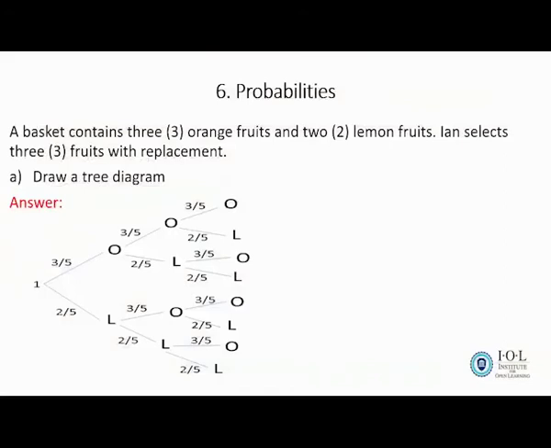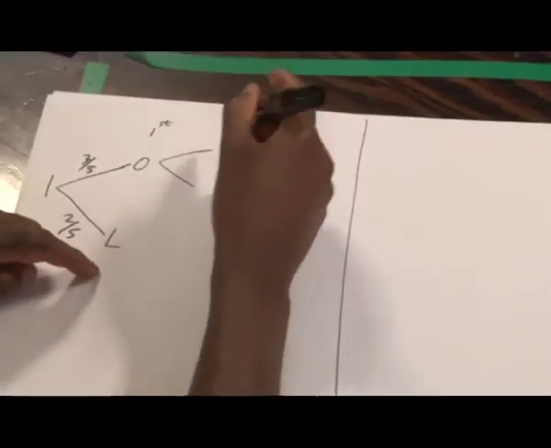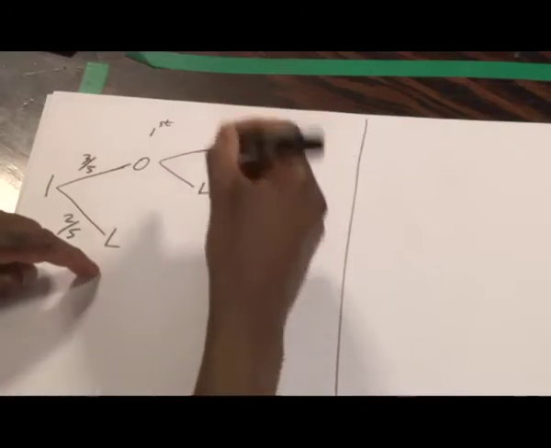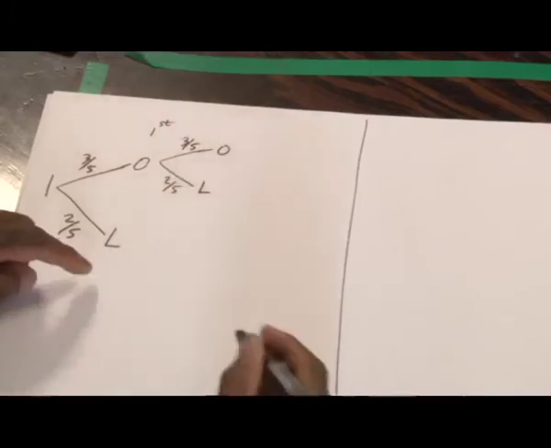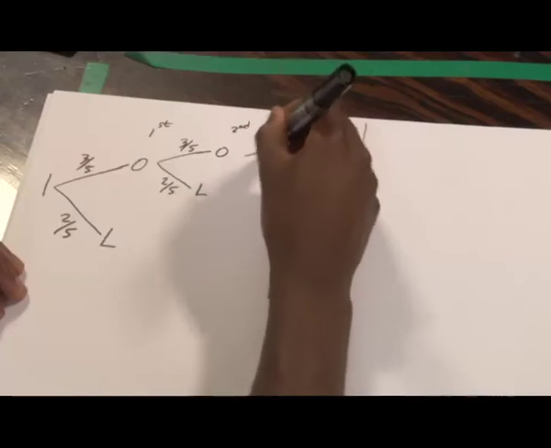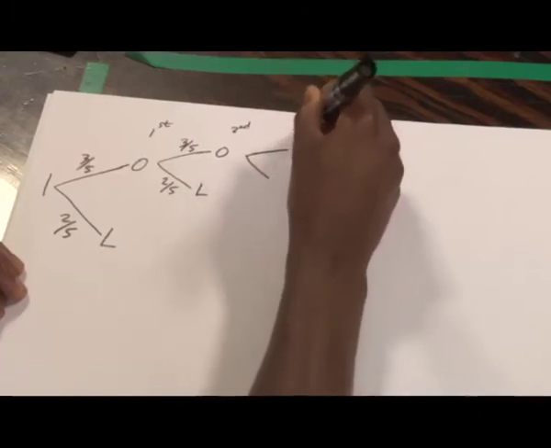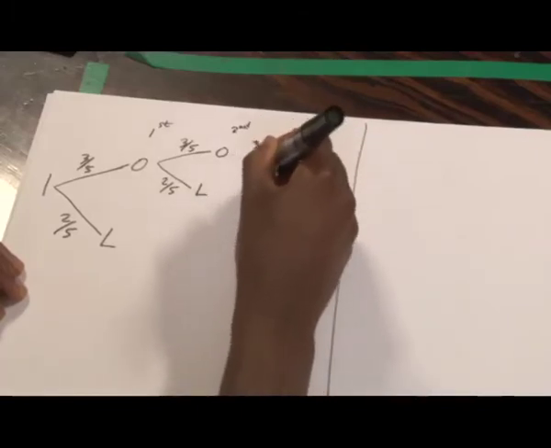The first time, this is the first time he picks. What he will pick is 3 out of 5 orange, then 2 out of 5 lemon. When he picks the second time, it's again either orange or lemon: 3 out of 5 orange and 2 out of 5 lemon. That's the second time, because he picked 3 times. Then the third time, also, orange or lemon, 3 out of 5 and 2 out of 5.